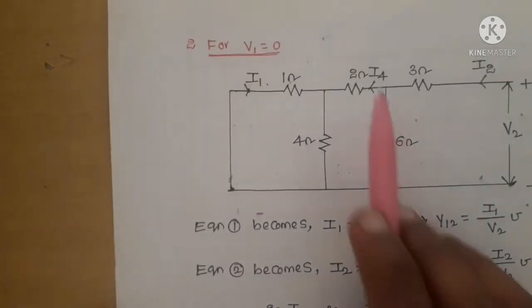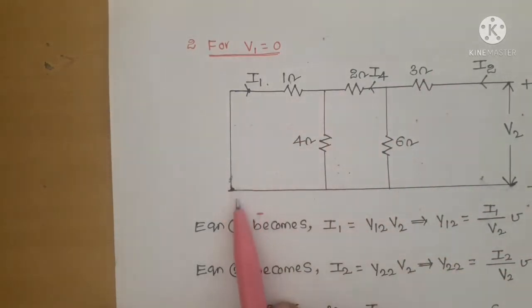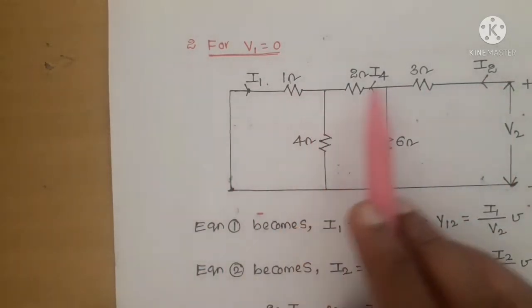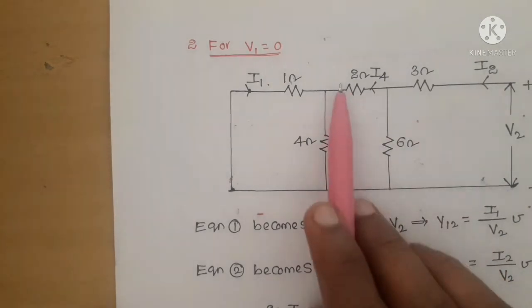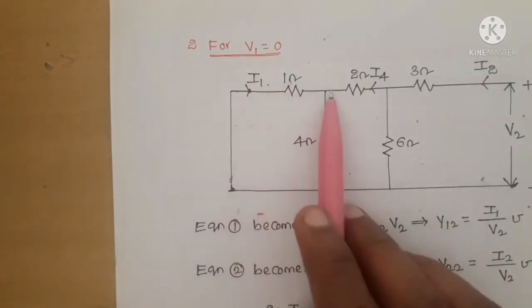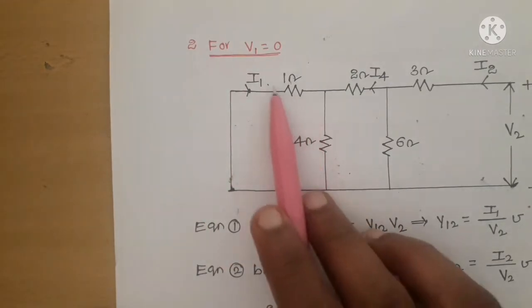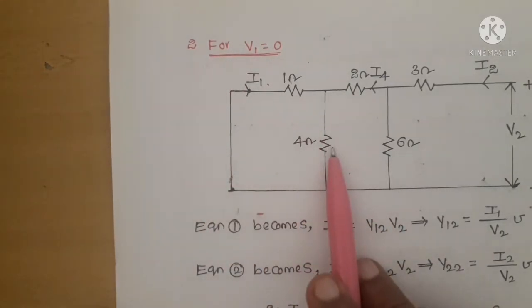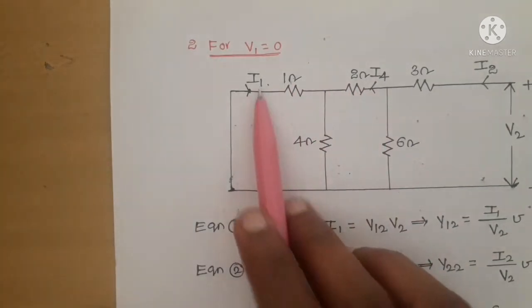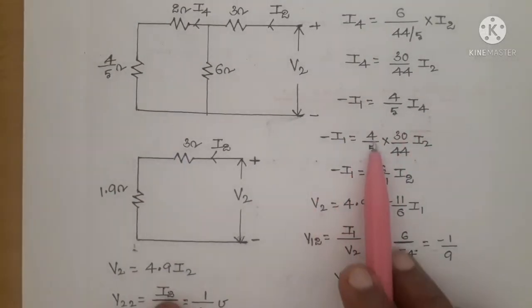But this I4 is divided into this 4 ohms and 1 ohm. So here I2 is divided into this branch and this branch, and similarly I4 is divided into the 4 ohms branch and the 1 ohm branch. Here we want the current in this direction, which is minus I1. So minus I1 equal to 4 by, we have to take the other branch resistor, 4 by 4 plus 1, into I4. So minus I1 equal to 4 by 5 I4.